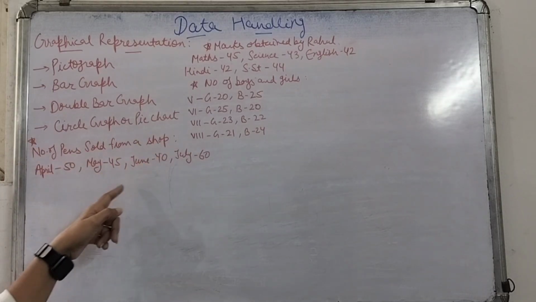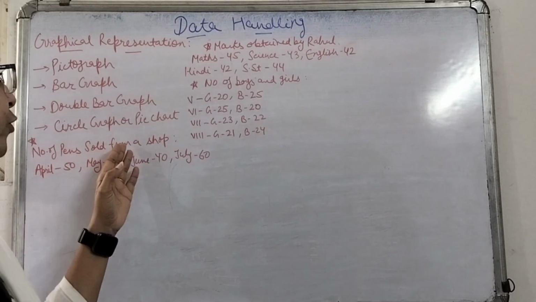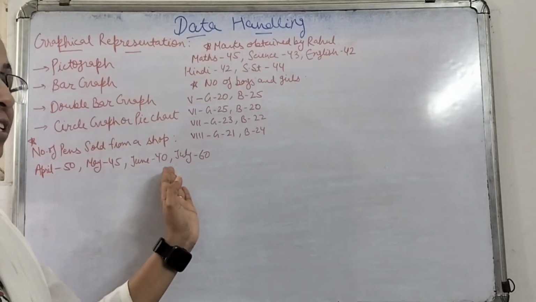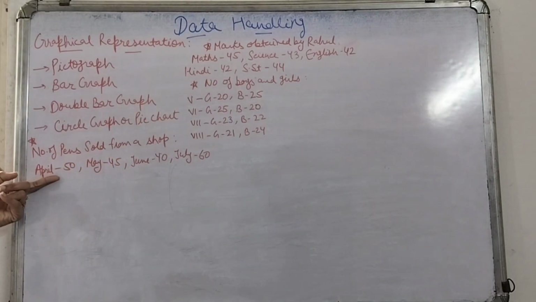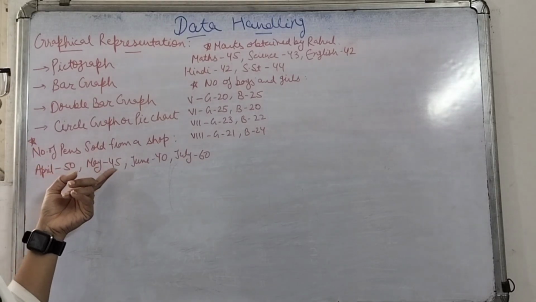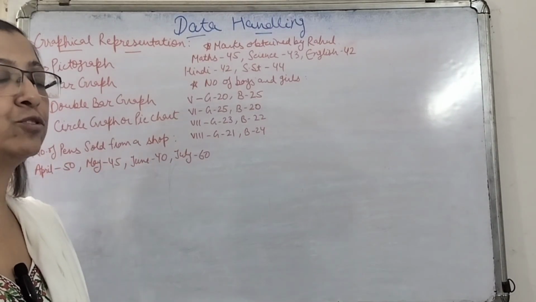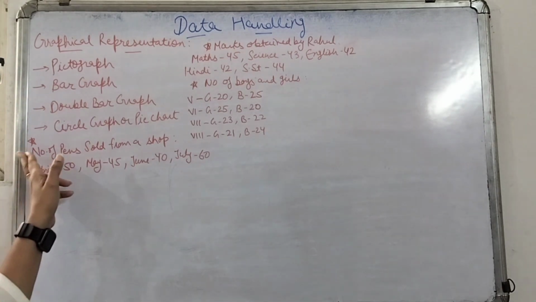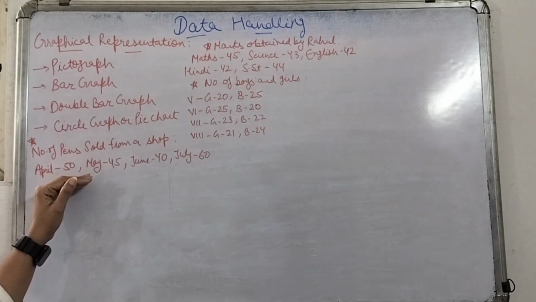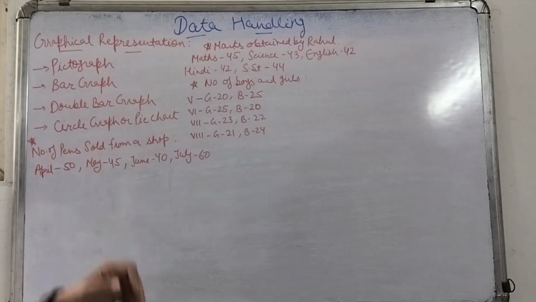Suppose we have the data of the number of pens sold from a shop in various months. In the month of April, 50 pens were sold from the particular shop. In May, 45 pens were sold. In June, 40 pens were sold, and in July, 60 pens were sold. So how will we represent this data using a pictograph?